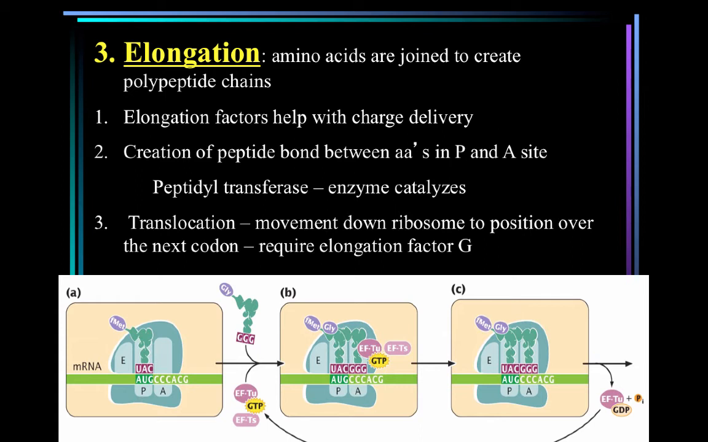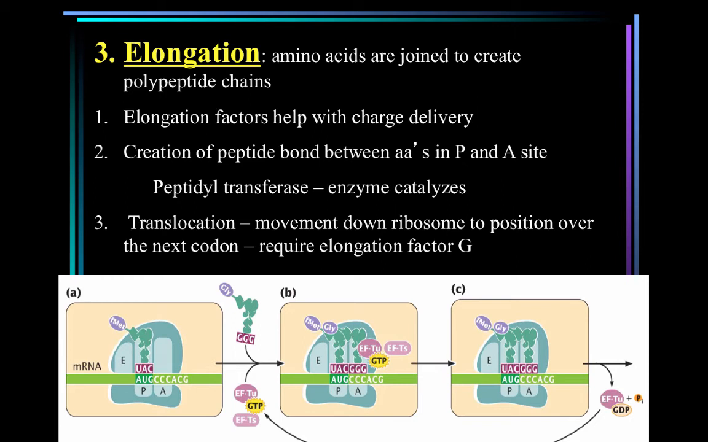So the third major step is going to be elongation, and this is where the amino acids are joined to create the polypeptide chain. So the way that this happens is that the ribosome is going to move from the 5' to 3' direction, and every time it moves to an A site, that new transfer RNA is going to come in, bring its amino acid, and it's going to bind to the polypeptide chain. So the elongation factors can actually help with this process.